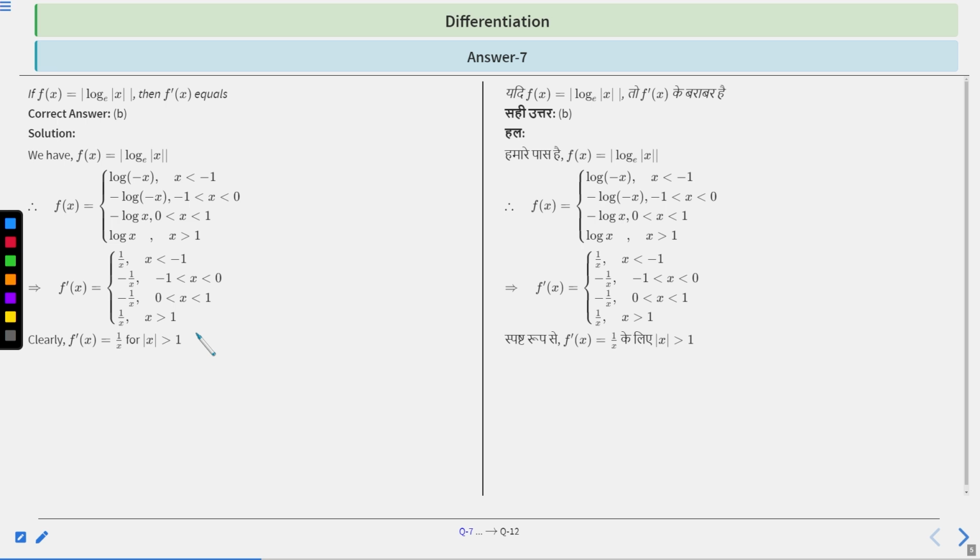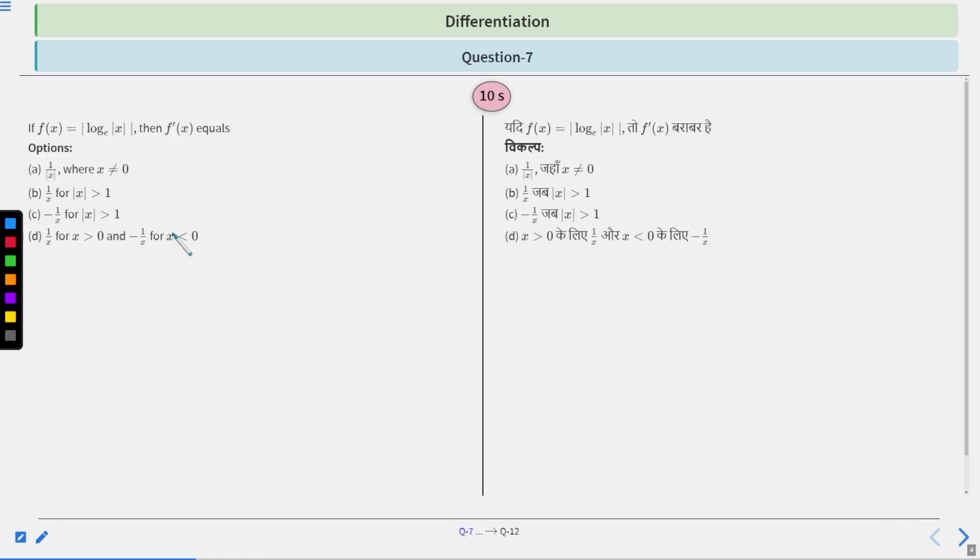So clearly f dash x is equal to 1 by x for mod x greater than 1, clear? Mod x greater than 1 means either x greater than 1 or x less than minus 1, clear? So for both the cases, f dash x is equal to 1 by x, clear? So I think option B is the right choice. 1 by x for mod x greater than 1, right?